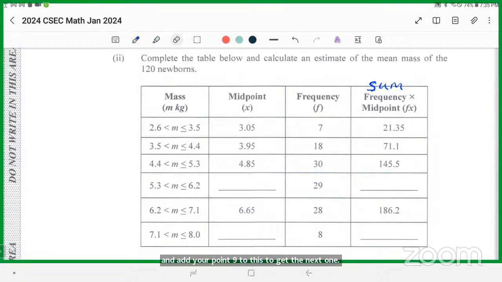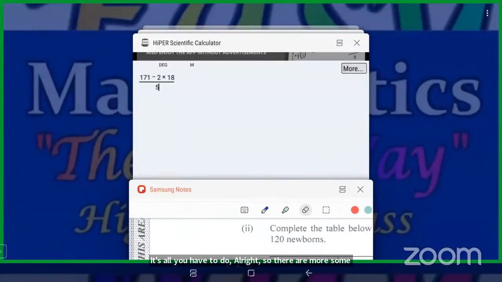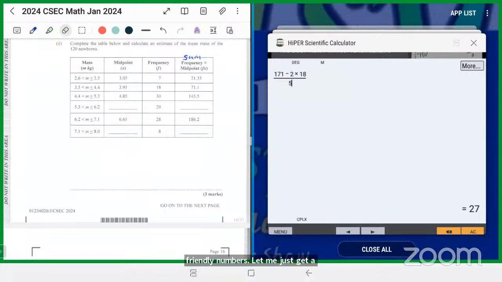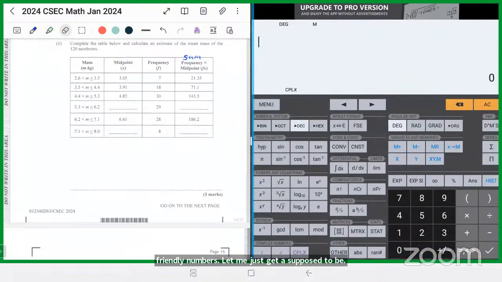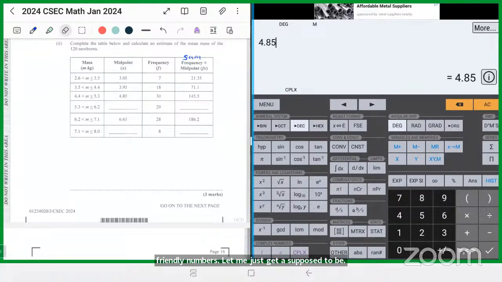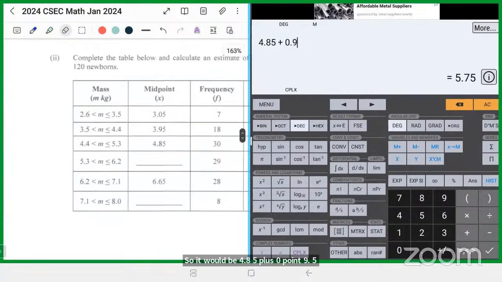All right. So there were some friendly numbers. Let me just get the calculator and work it out. So it will be 4.85 plus 0.9, 5.75. So this is 5.75.